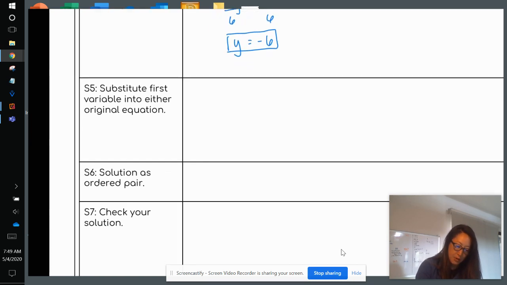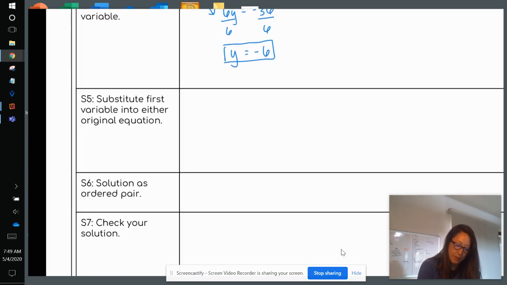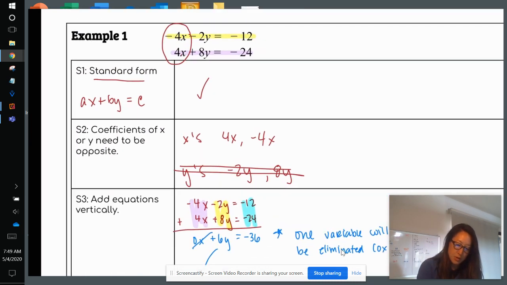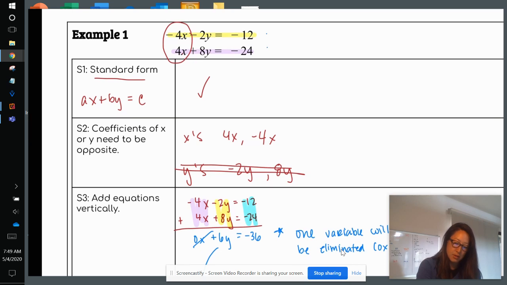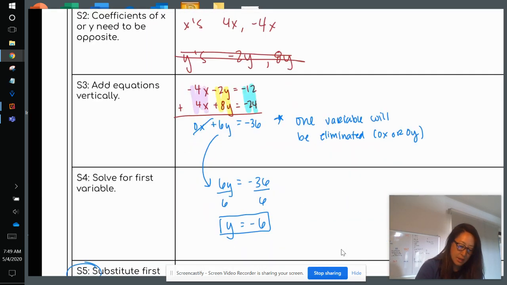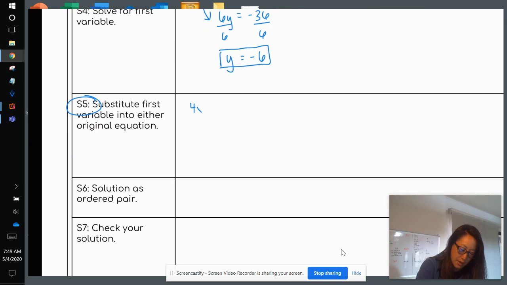Now we're going to solve for the second. So step number 5, we're going to solve for the second variable. We need to go back and find one of the first equations. So your choice. You can either choose equation 1 or equation 2. I'm going to go ahead and take equation 2 because it has a lot more positive signs. So 4x plus 8y is equal to negative 24. And remember, we're substituting in negative 6 for y. So 4x plus 8 times negative 6 is equal to negative 24.